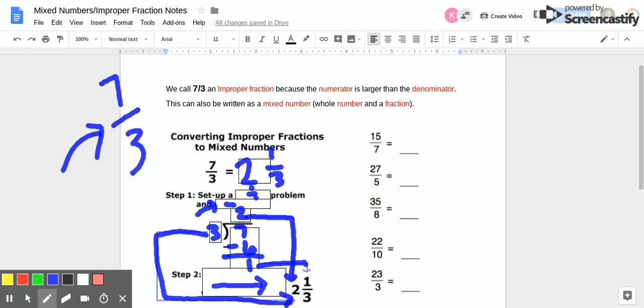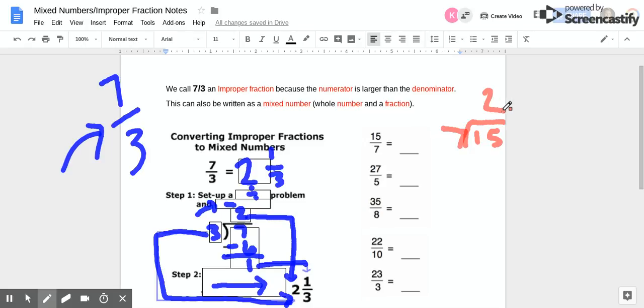15 over 7. So if I were to set up the division problem, it'd be 15 divided by 7. It's real sloppy, sorry. So 7 goes into 15 2 times. That gets you to 14, so subtract 14. Your remainder is 1. So the 2 is your whole number, and then your fraction comes from the other two numbers. So the 1 is your numerator, and the 7 is your denominator.